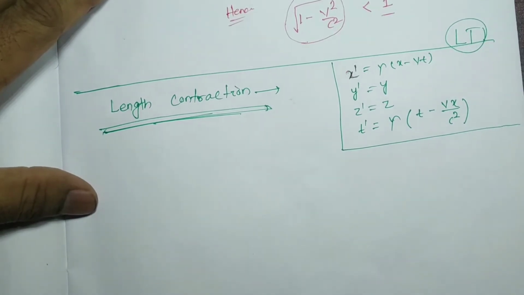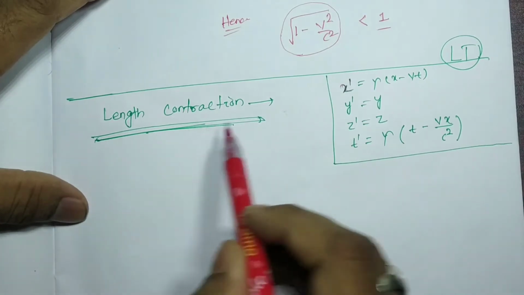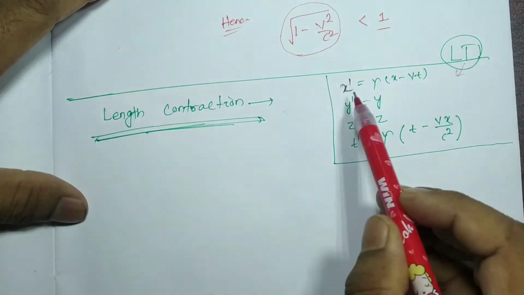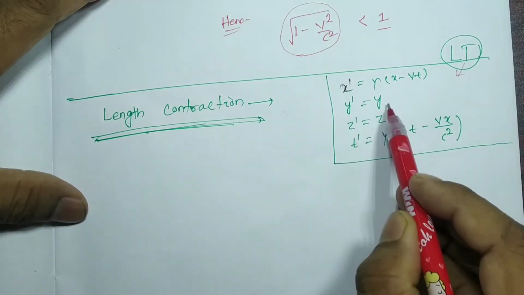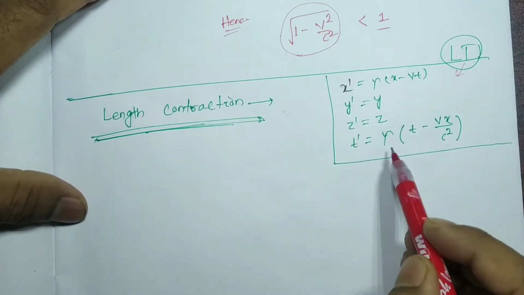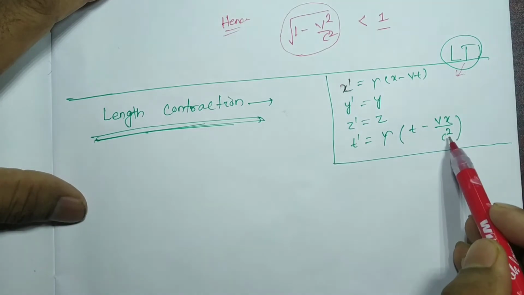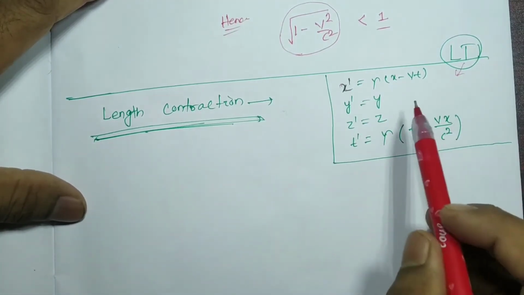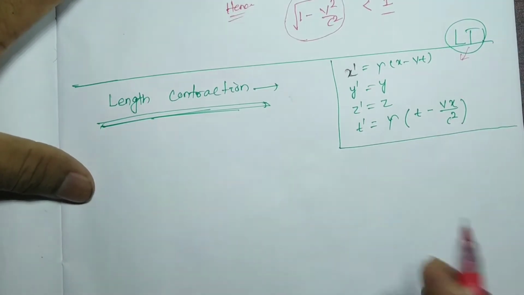Before we discuss length contraction, here I have written the so-called Lorentz transformations, that is x dash equals gamma into x minus vt, y dash is not going to change, y dash will be y, z dash will be z, and t dash will be equal to gamma into t minus vx by c square. You have to keep these equations in mind whenever we discuss length contraction.